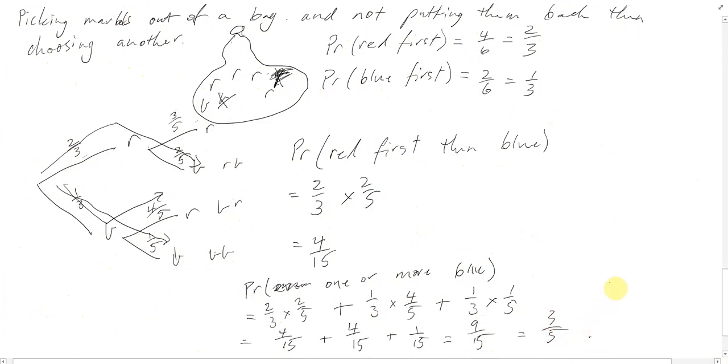So there we go. There's a big bunch of introductory probability for you. Make sure you are very familiar with all those things.